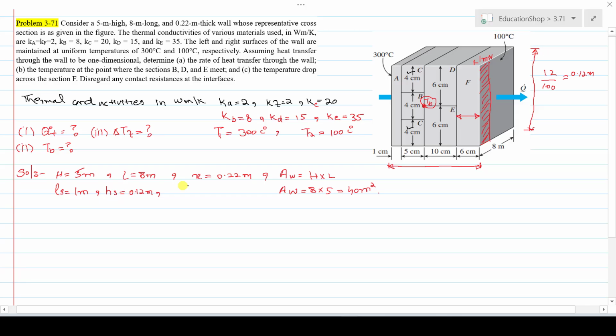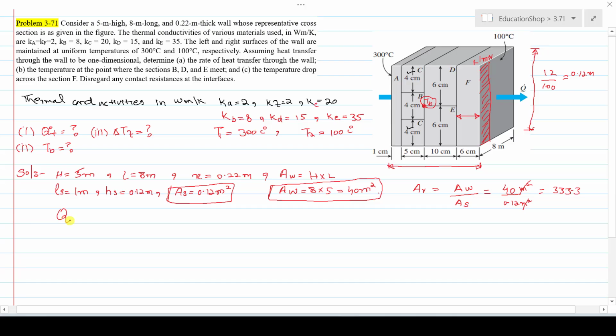Let's multiply these two, and we will get the cross-sectional area of the sections up to 1 meter length, that is 0.12 meter square. Next we need to find the area ratio between these two areas. The area ratio is equal to the total area of the wall divided by the area of the section we are interested in to find the heat transfer through. The total area of the wall is 40 meter square, divided by the area of the section in our study, that is 0.12 meter square. So the meter square will cancel out, and it will give you the area ratio, that is 330.